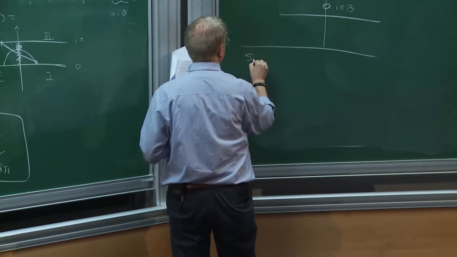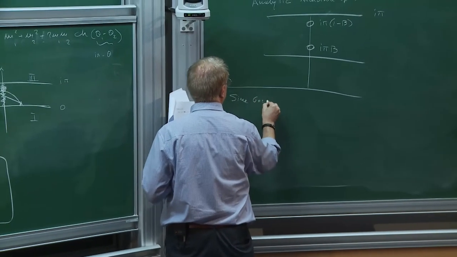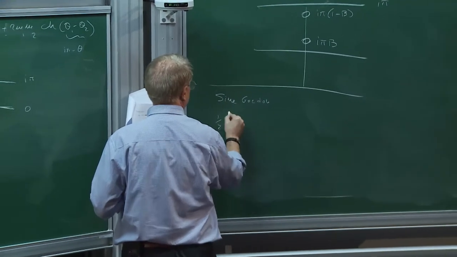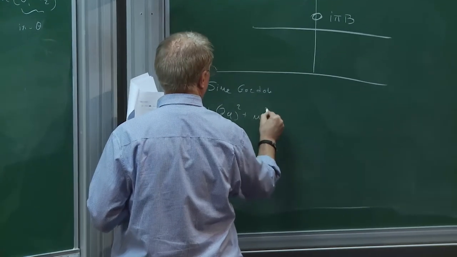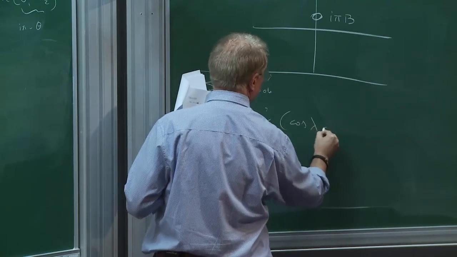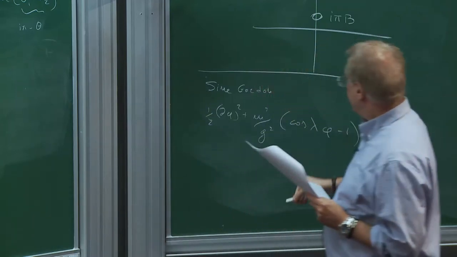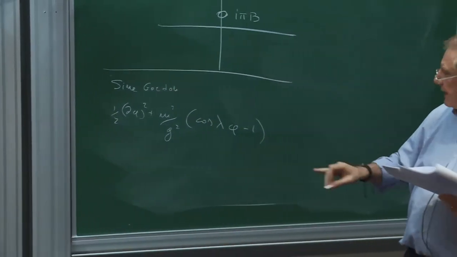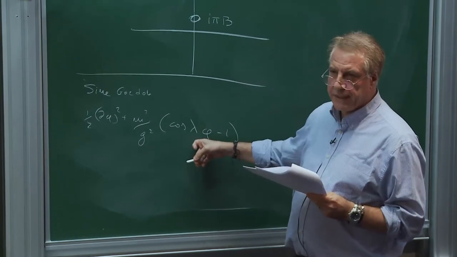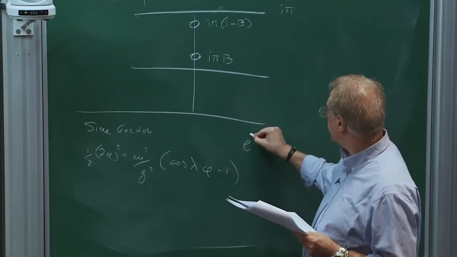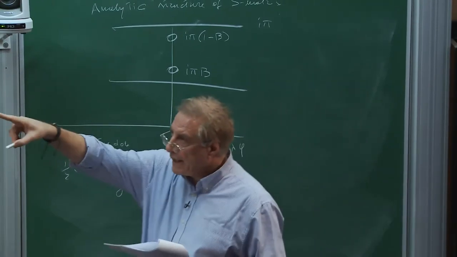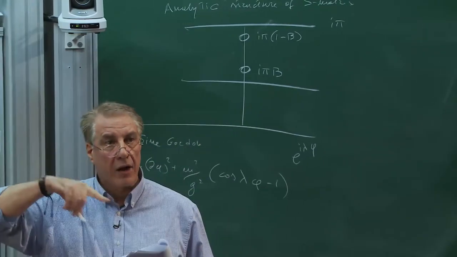So Sinh-Gordon, you have cosh, let me use lambda, phi minus 1. Now this theory is profoundly different from the other because here the corresponding vertex operators, the exponentials, are compact, while there the corresponding vertex operators are non-compact.